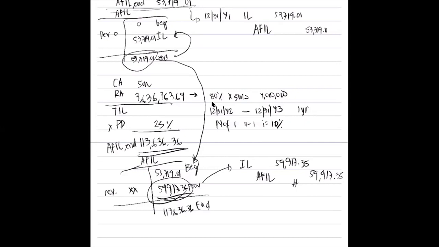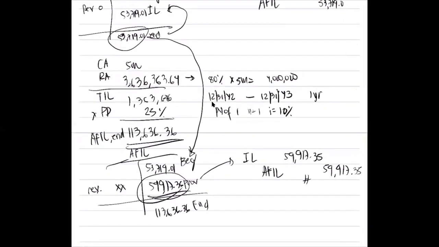5 million less 3,636,363.64 is 1,363,636.64. Times 25% probability of default. We have here 340,909.09. Okay, let's change that again.